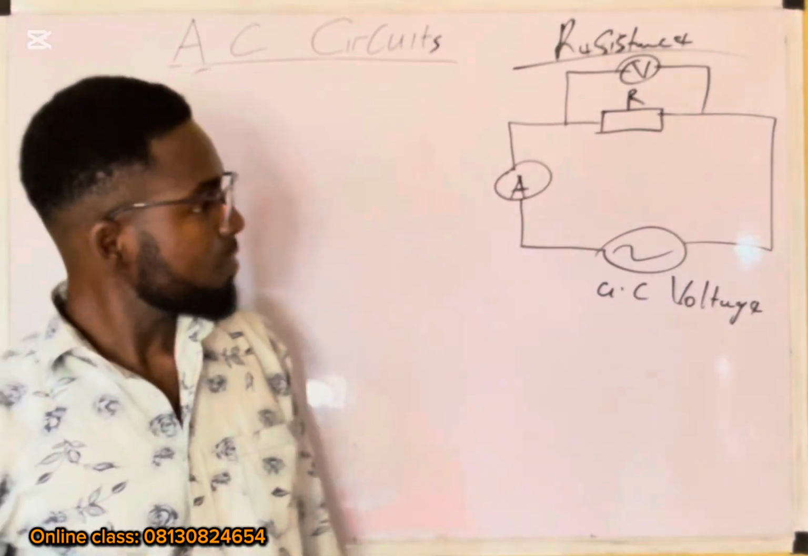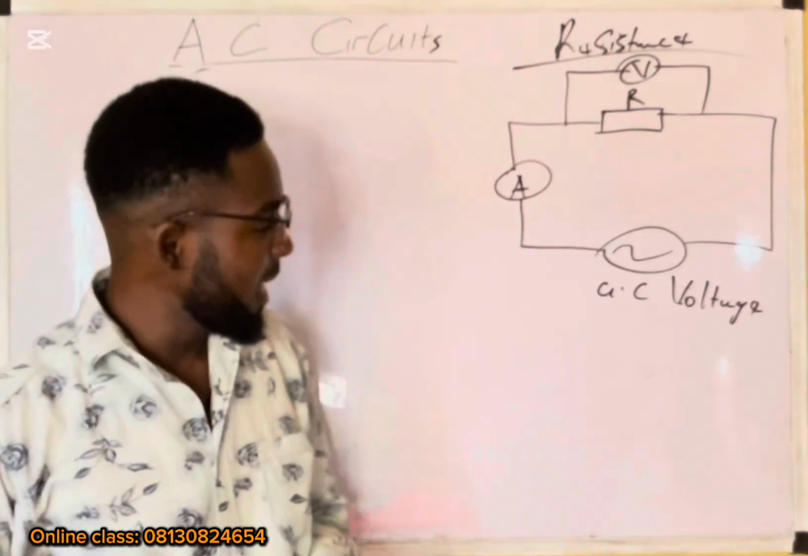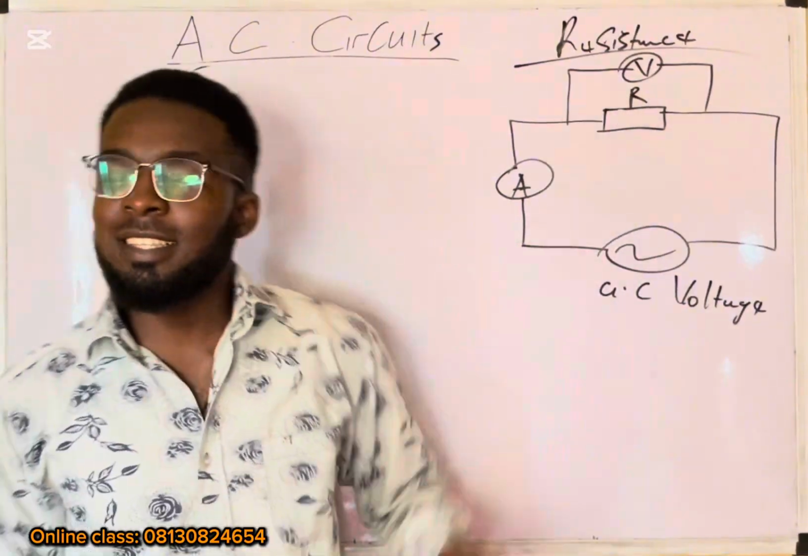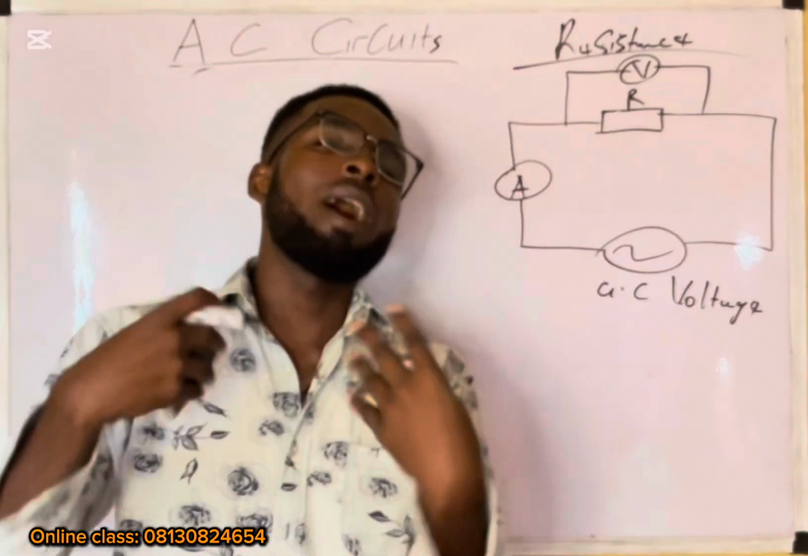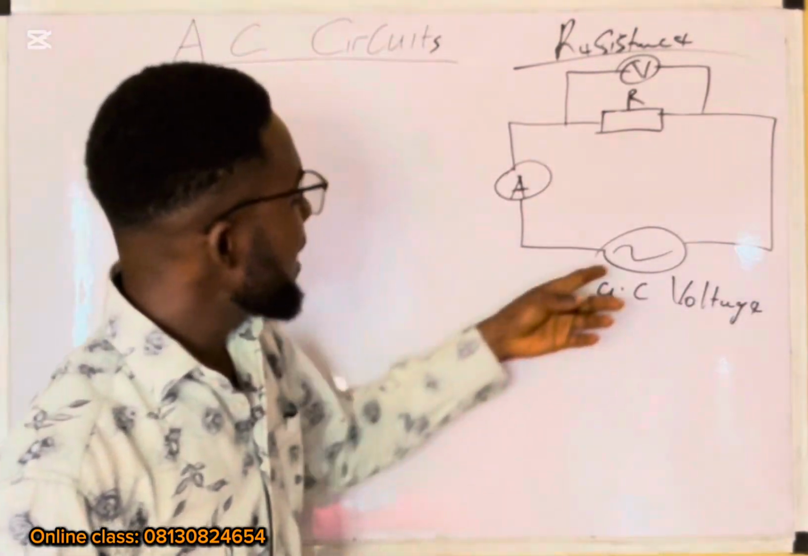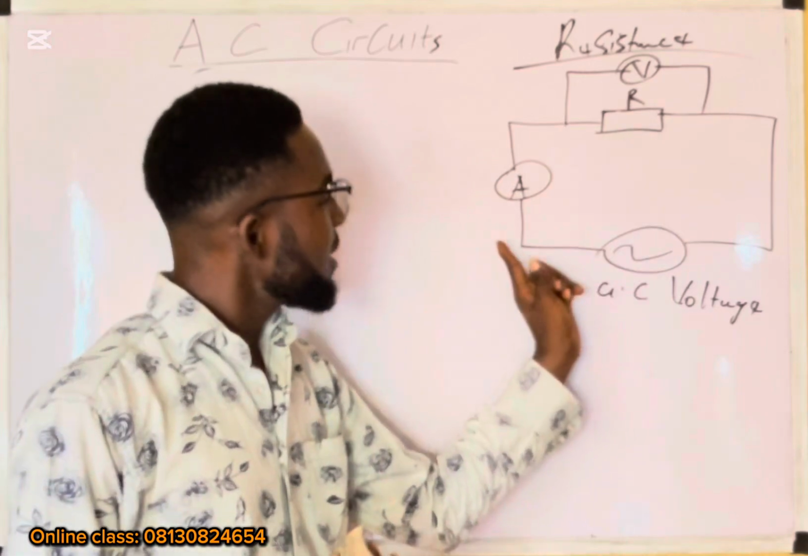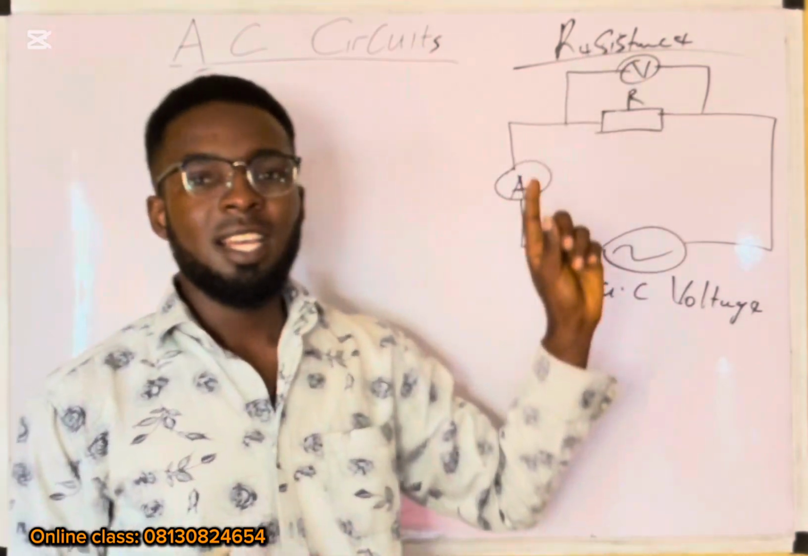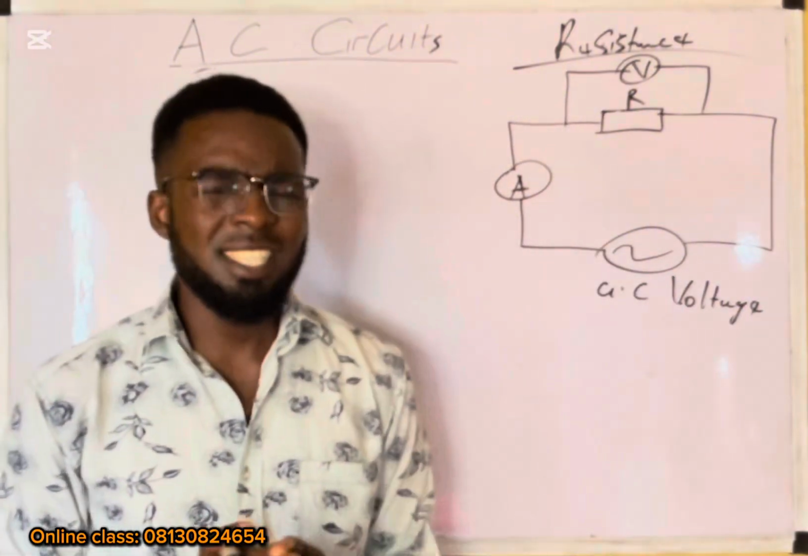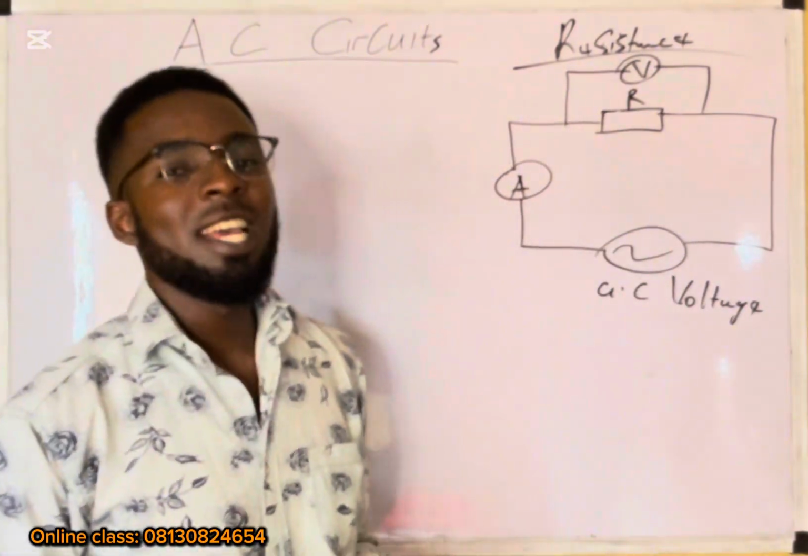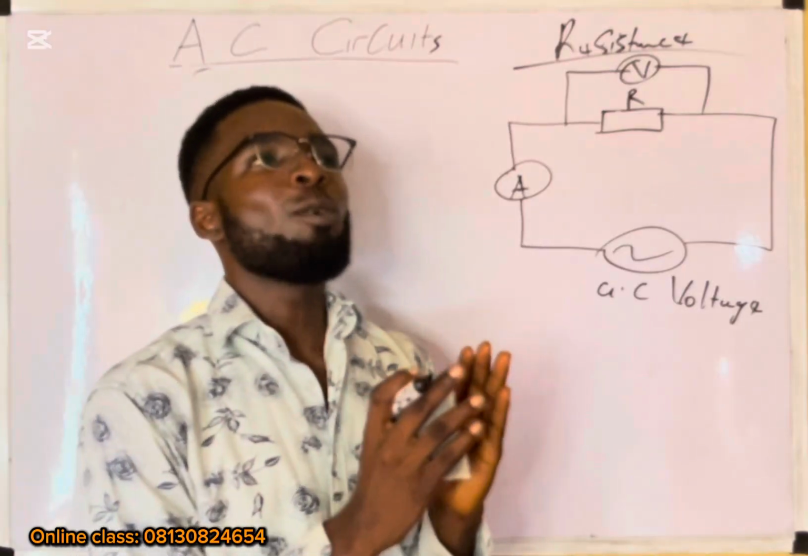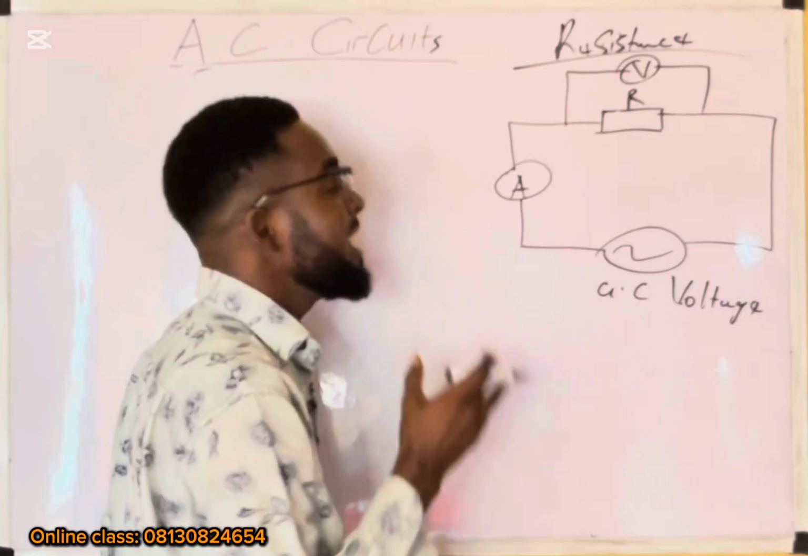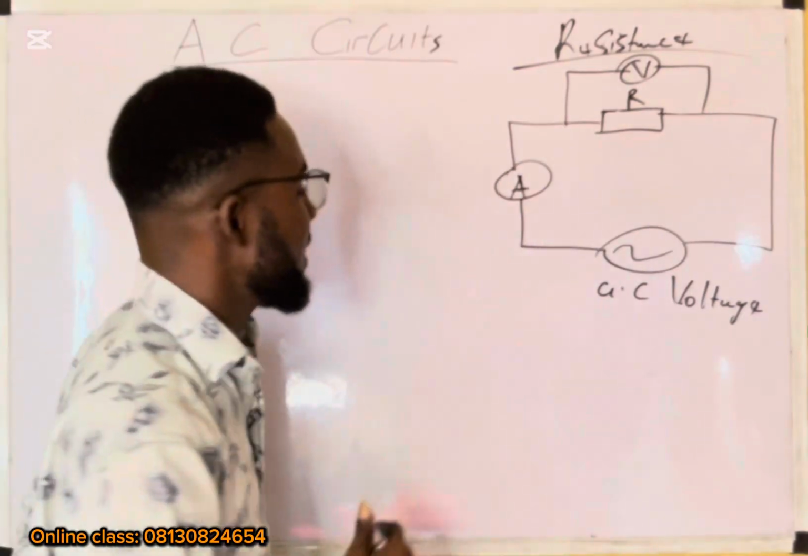Right here, if an AC voltage is connected across a resistance, what's going to happen? The current that flows through this resistance and the voltage are in phase with each other. That means they are at the same angle with each other.